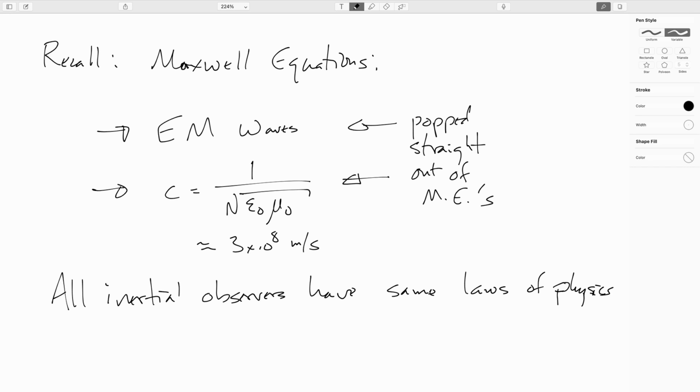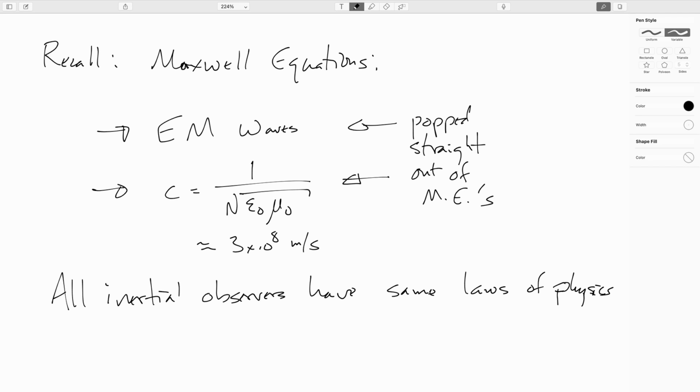So one possibility is that since all inertial observers have to have the same laws of physics, we've got this prediction that these electromagnetic waves are going at 3 times 10 to the 8 meters per second. So if the Maxwell equations have universal application, if they applied to absolutely everybody, then this requirement from Newton's first law that all inertial observers have the same laws of physics, since these things just pop straight out of the Maxwell equations and are thus themselves laws of physics, everybody would have to agree that the speed of light is 3 times 10 to the 8 meters per second.